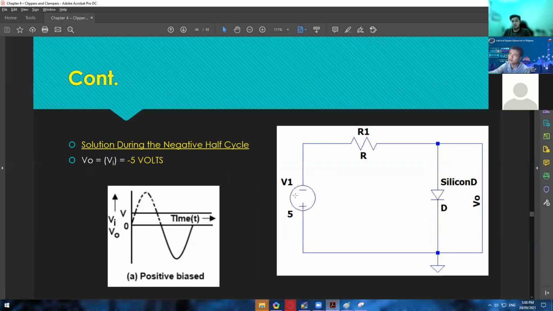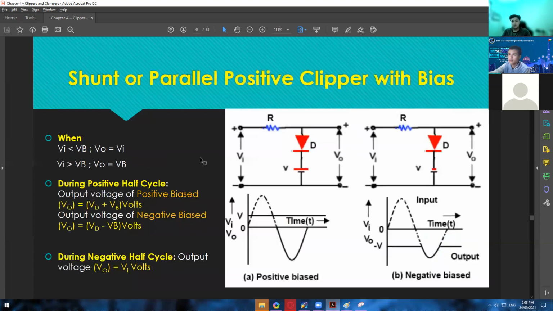So we could say that when it comes to reverse bias, VO is equal to VI. Okay, but when it comes to forward bias, we could say that VO is equal to VT plus VB, whatever is your component that you can find, or the voltage sources that you can find in here. Okay. Anyway, so that's it without a bias.